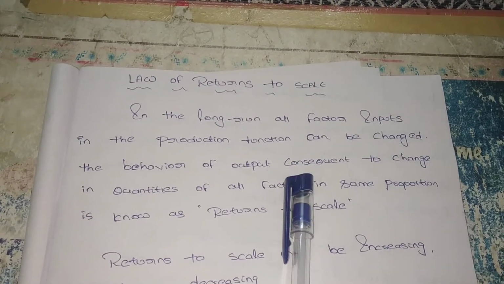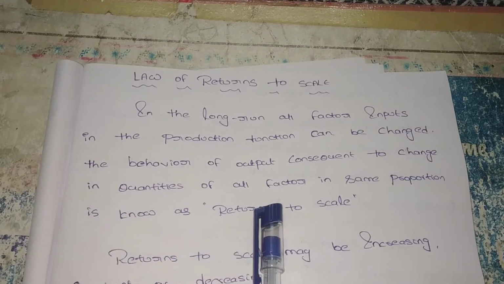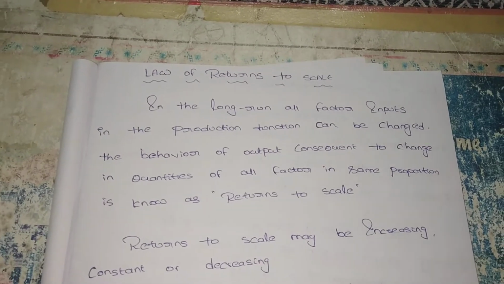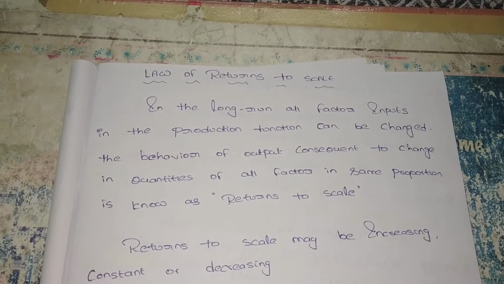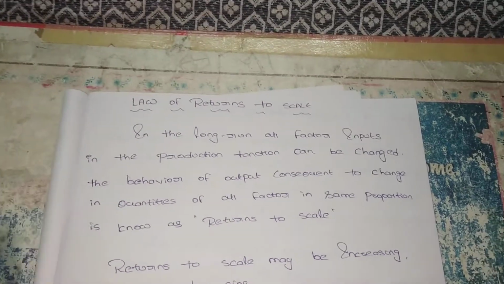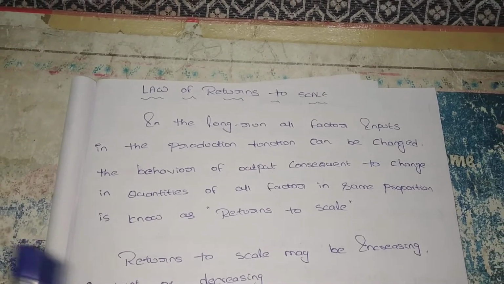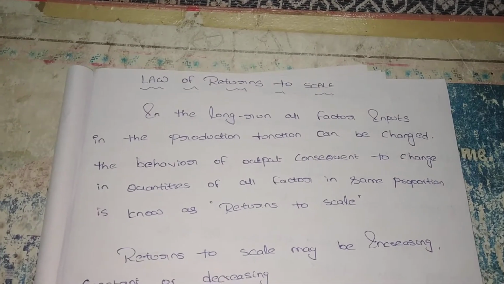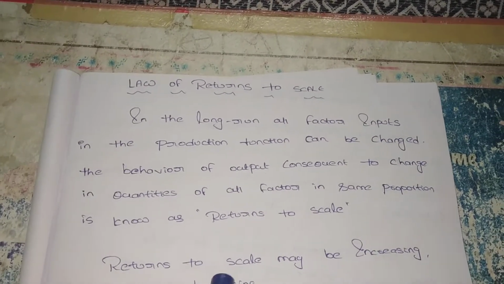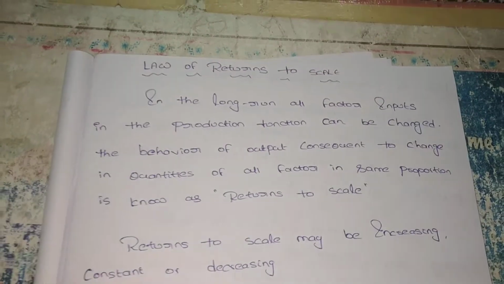The behavior of output follows the change in quantities of all factors. Suppose there is an increase in input; there is an increase in output. Suppose input is increasing by 10 units, then output is also increasing by some quantity. This shows the relationship between the increase in inputs and output. So we can say it is the law of returns to scale. It shows what proportionate increase in outputs results from a proportionate increase in inputs.